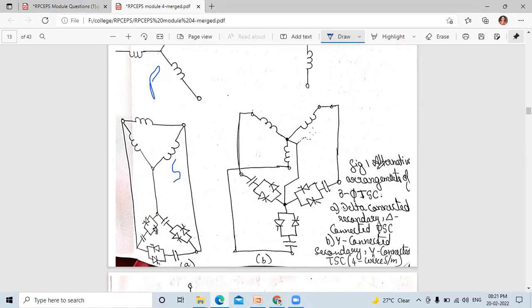Okay, they have given alternating arrangements of three-phase TSC. A is delta connected secondary and delta connected TSC. B, they have given Y connected secondary, Y connected TSC, four-wire system. Okay, don't mix the diagrams. This is one circuit and this is the second circuit. Okay.